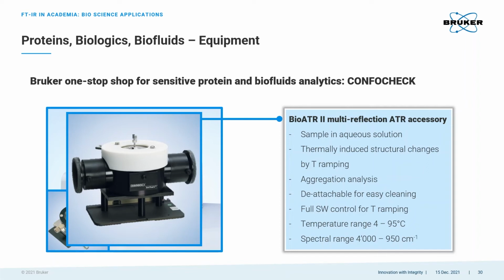The cell is detachable for easy and convenient cleaning. The full biorelevant temperature range from 4 to 95 degrees Celsius is covered. The needed temperature ramping can be done fully automated via our software Opus. Also here, the measurement covers the range from 4000 to 950 wave numbers.